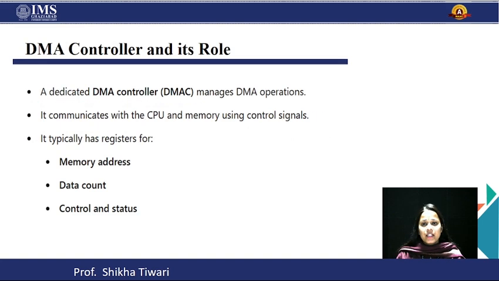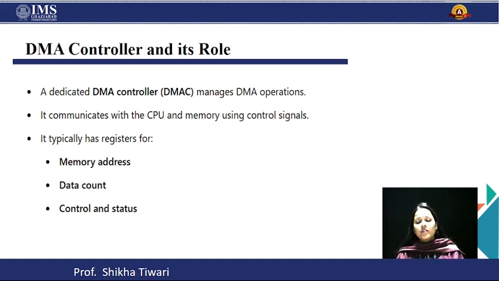Next is the DMA controller and its role. So what is the role of the DMA controller? The DMA controller can be abbreviated as DMAC, that is direct memory access controller. It manages all the operations of the DMA. The communication between the CPU and memory is done using control signals. The control signals include the write operation and the read operation.